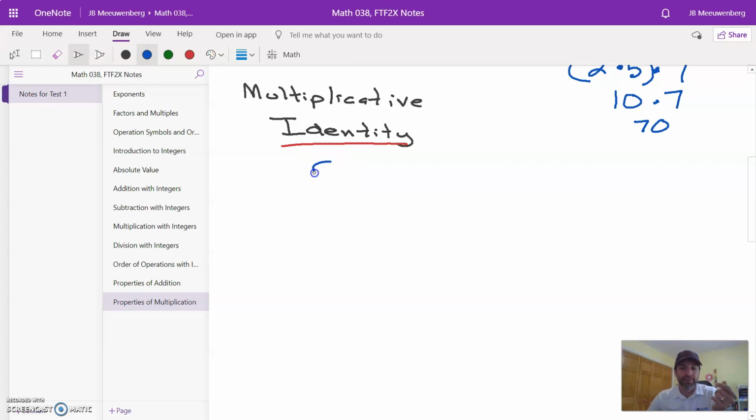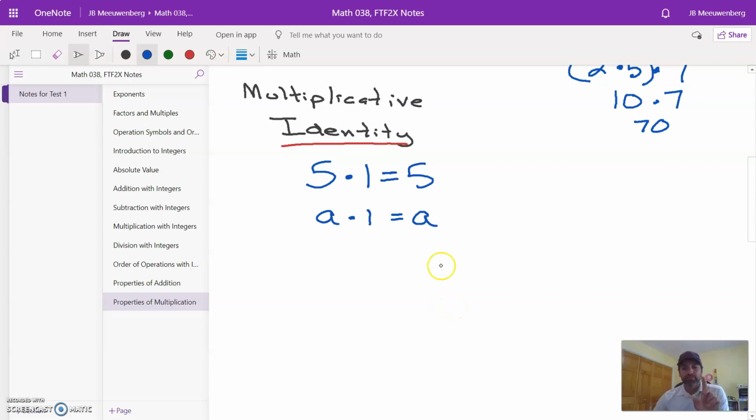So any number, if I take 5 and I multiply it by 1, I get 5. 5 times 1 equals 5. So any number, A times 1 is equal to A, whatever you started with.